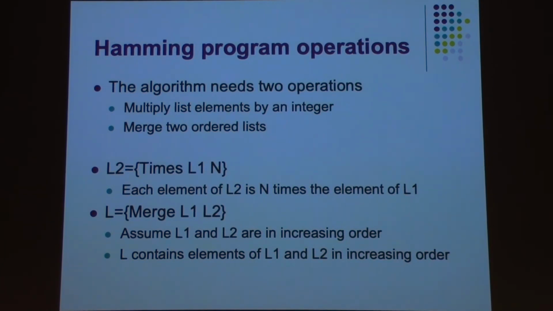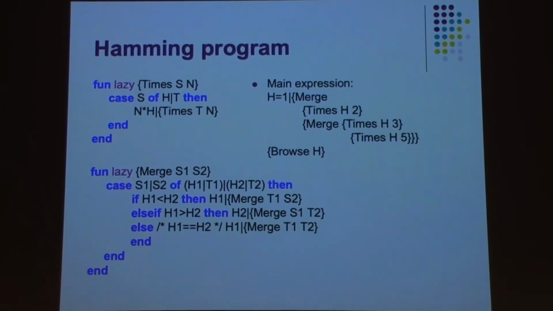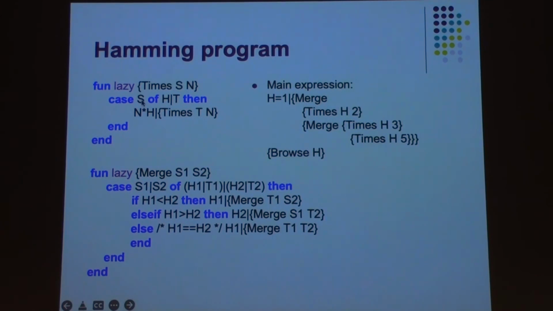So this immediately gives us a program, and times and merge will be lazy functions, okay? This is it. This is the whole program now. The most complicated is the merge, huh? So here, for example, times of S is H bar T: n times H, and times of T n. So it just multiplies by n. Notice there's no nil case, huh? It goes on forever. You don't care, it's lazy.